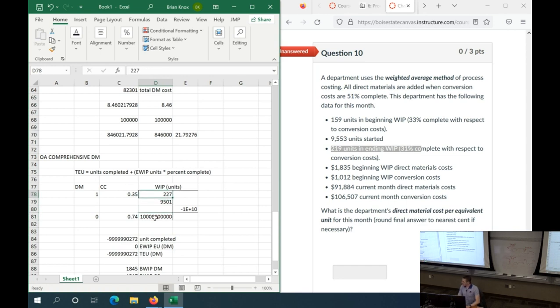All right. So let's actually get the actual numbers. 159, 9,553. Oh, 159, and they're 0.33, which also didn't reach the threshold, so that's 0% complete in beginning WIP. And ending WIP were 219, and they are 0.31 complete with respect to conversion costs. Just copy that over. And by rule, here I'll write the new rule: equals if this is greater than or equal to 0.51, then they are 100% complete. Otherwise, they are 0% complete.